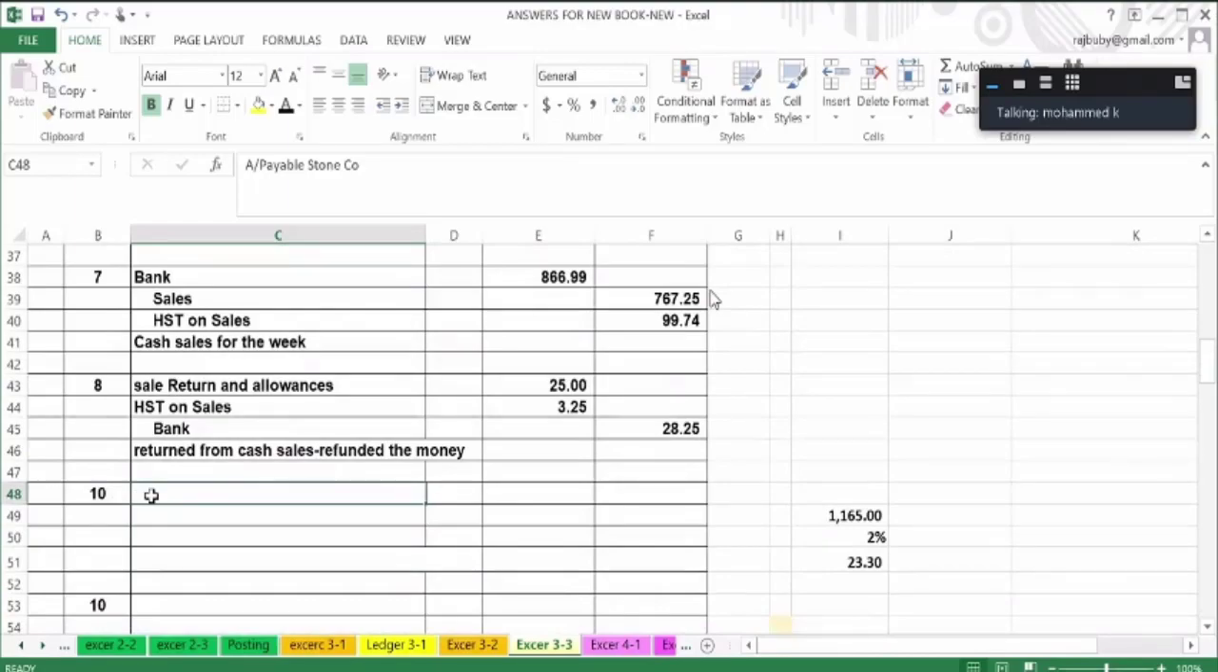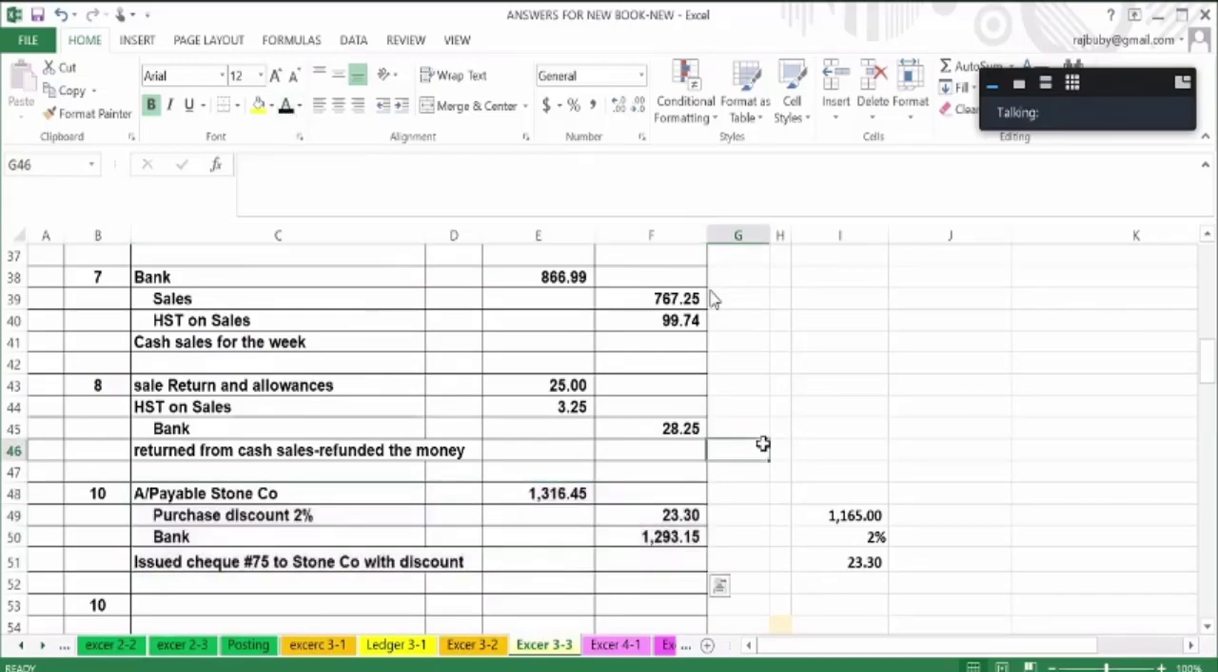This is the accounts payable. That is the total amount that is going to be debit. It's going to write off. Purchase discount is this multiplied by 2, is 23.30, and the bank we are paying only this much money.